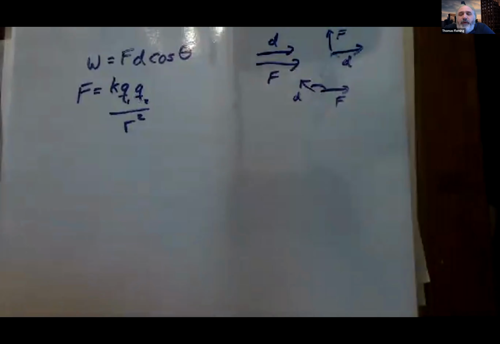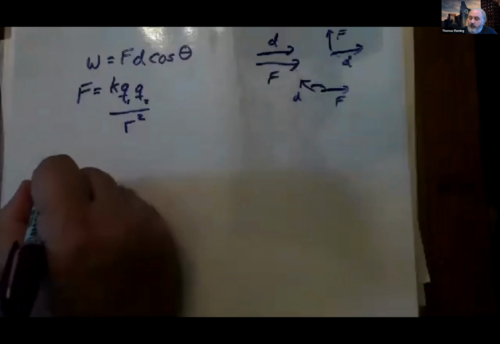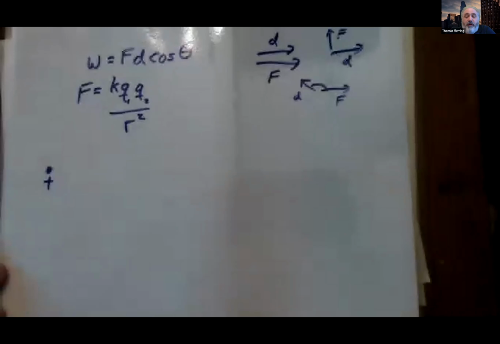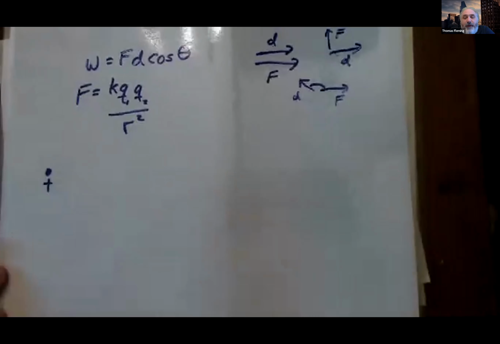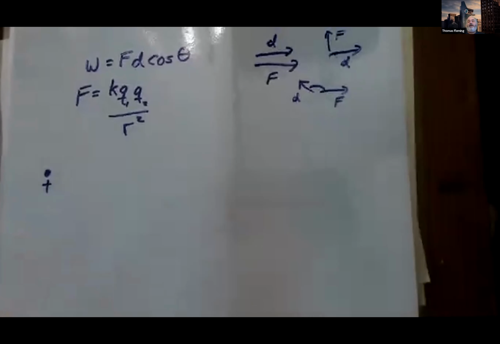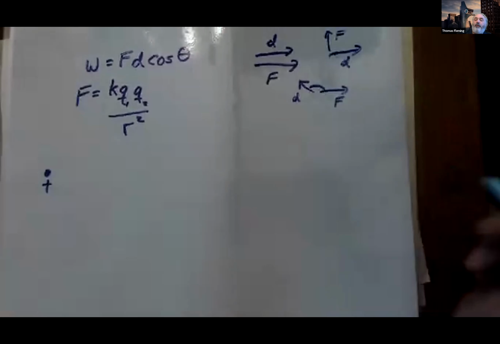So what I want to do is consider the following scenario. I'm going to start off with a positive point charge. And I'm going to hammer this guy down and stick him right there. Then I'm going to have another positive charge super, super, super far away.